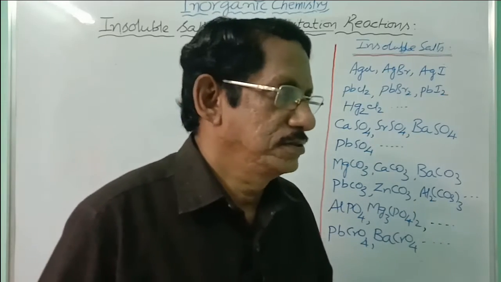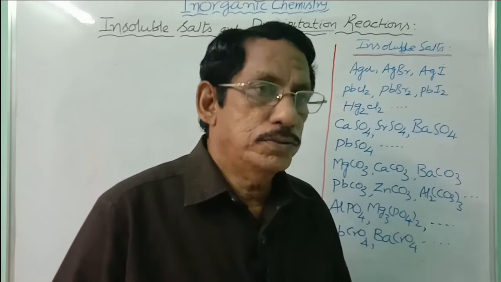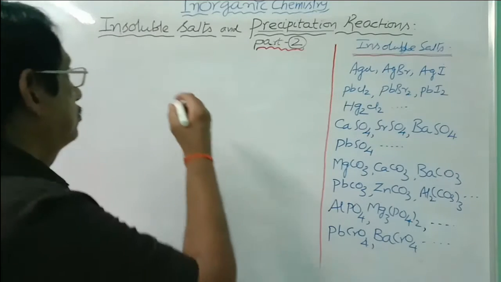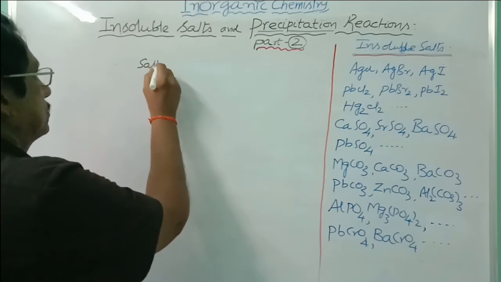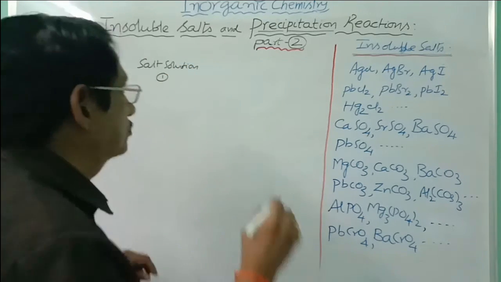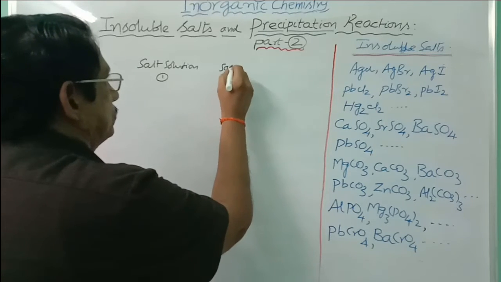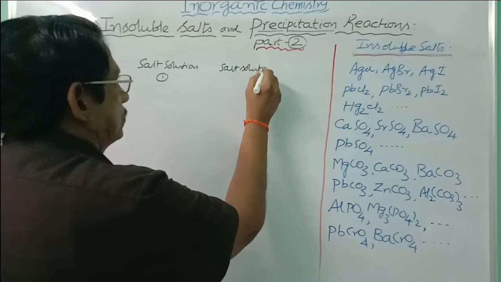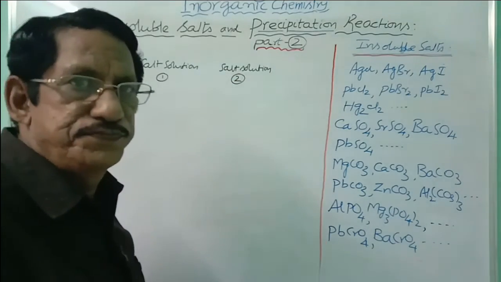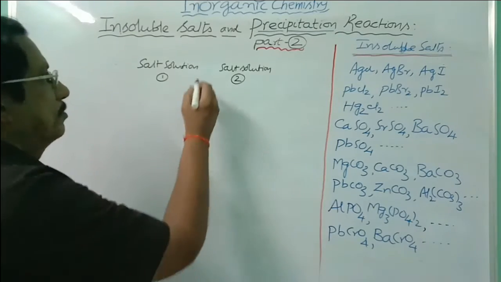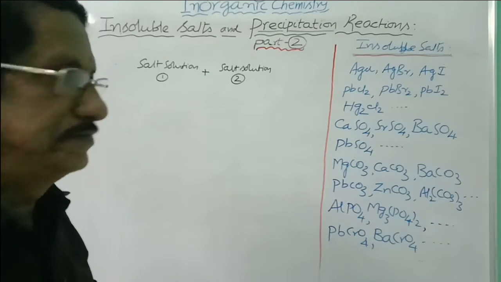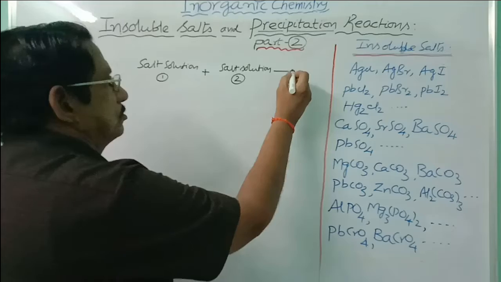Now let us know how to write the precipitation reaction. For that purpose, you have to take salt solution 1 and also another salt solution, salt solution 2. These are two different salt solutions, and these two are mixed. Then see what is going to happen.